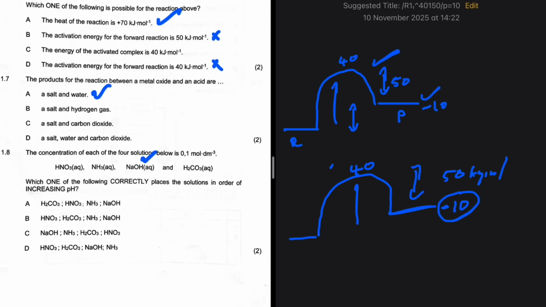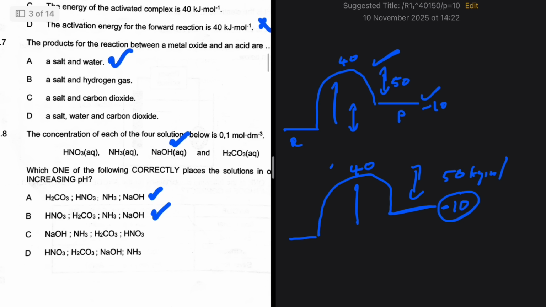So we have NaOH, which is a very strong base. So we should be looking at A and B only now, because NaOH should have a higher pH than everything else there. Okay, and then NH3 is a base. So now we are deciding between H2CO3 and HNO3. HNO3 is a stronger acid compared to H2CO3. So the answer to 1.8 should be B, therefore. So 1.8, the answer is B.